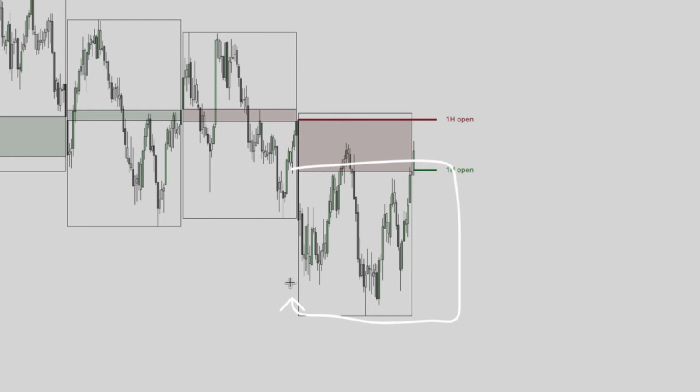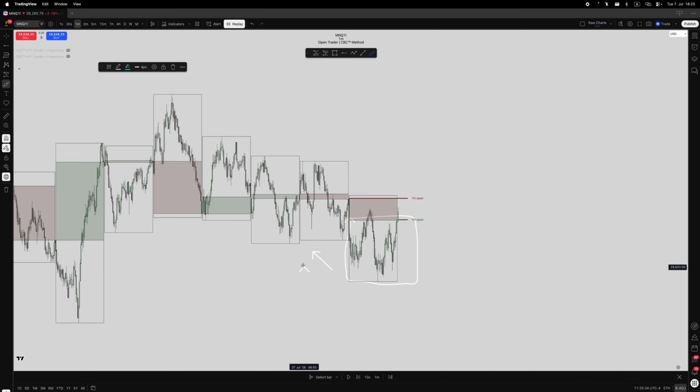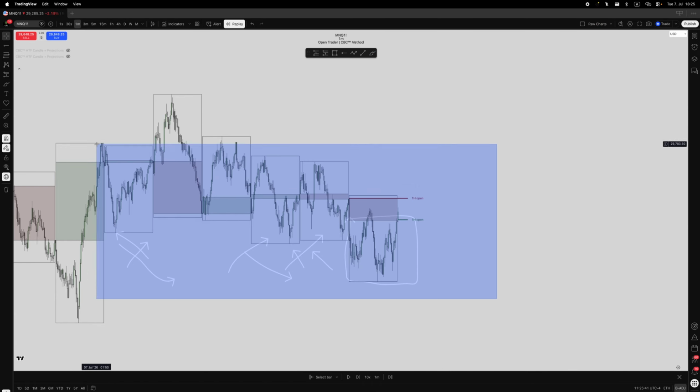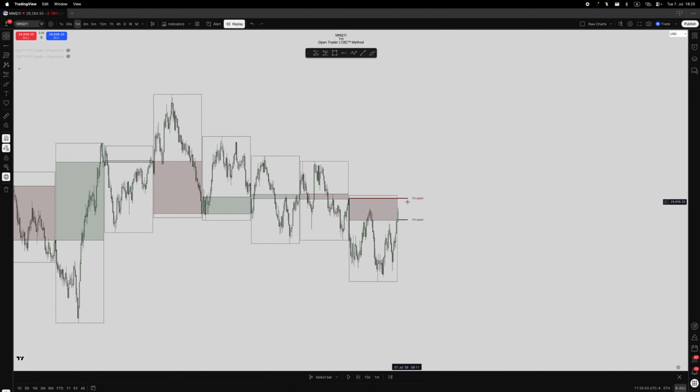We closed with a huge wick and we swept lots of lows, right? We cleared up some of the liquidity. So you have to be aware that most likely the price is going to violate this previous candle's high.